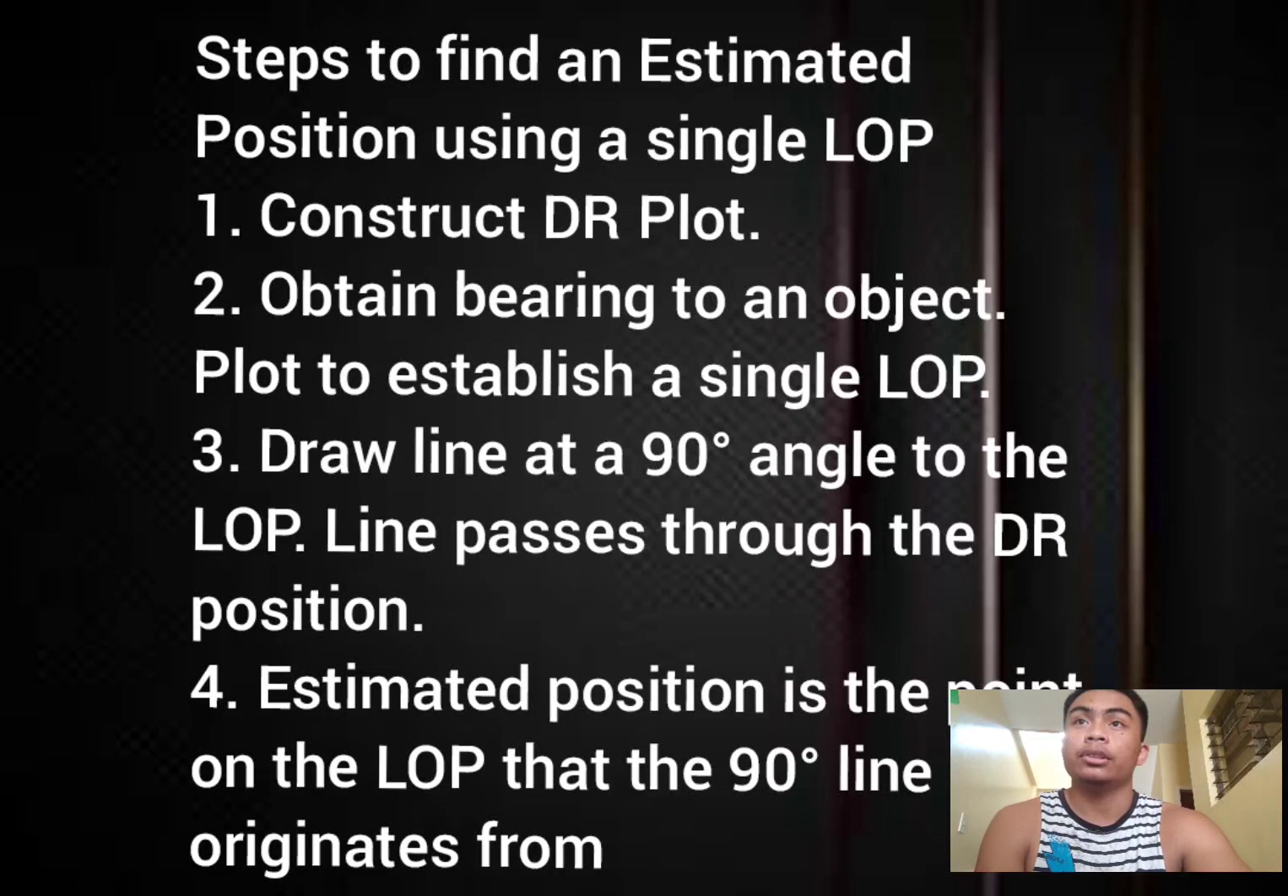The first step is to construct a DR plot. The second step is to obtain a bearing to an object and plot it to establish a single LOP. And the third step is to draw a line at a 90 degree angle to the LOP line that passes through the DR position. And the fourth step is that the estimated position is the point on the LOP where the 90 degree line originates from.